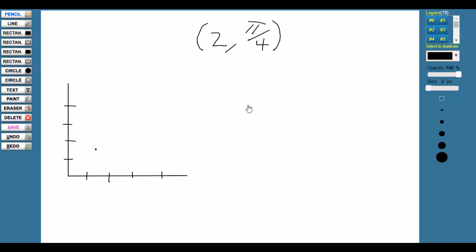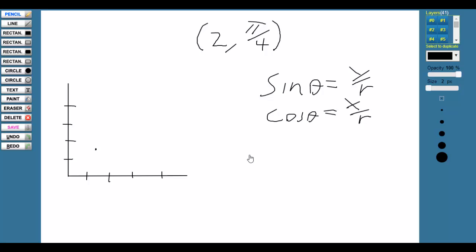Now, because we actually only have r and theta here, we don't have our x and our y, and that's what we're looking for. You have the opportunity here to use the two equations we didn't use before, which are sine theta equals y over r, and cosine theta equals x over r. Now I can rearrange those so it's x equals r cosine theta and y equals r sine theta.